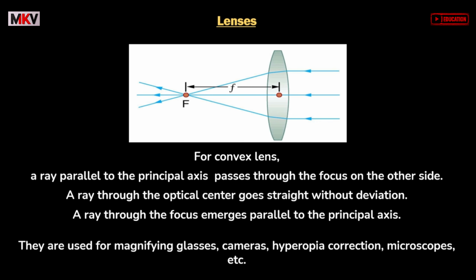Convex lenses are used for manufacturing glasses. They are used for manufacturing magnifying glasses. So magnifying glasses have convex lenses in them, and the cameras we use also have convex lenses. Hyperopia correction and microscopes all use convex lenses.